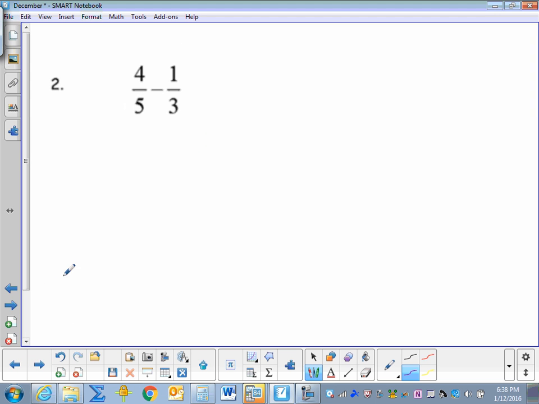Number 2, 4/5 minus 1/3. So to subtract fractions, we need to have a common denominator. So we're going to have 4/5 minus 1/3 is equal to a common denominator. What's 3 times 5? It is 15. So we're going to have the common denominator is 15.